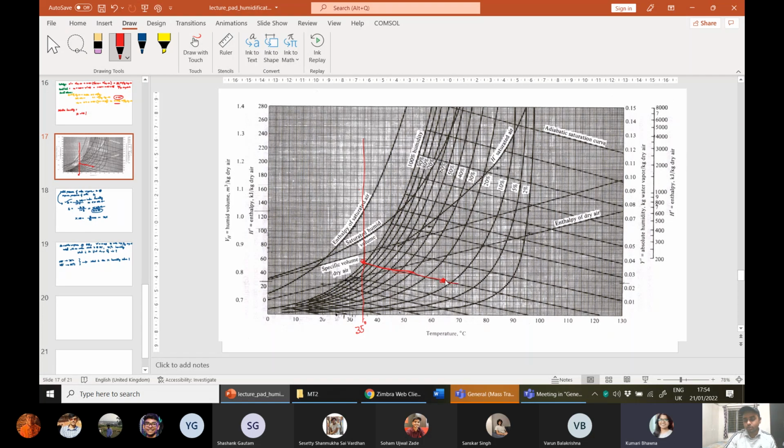So the humidity value at this point is around 0.024 or 5, isn't it? And this is at 65 degrees. You can also get the saturated humidity value by going along this vertical, you can get what is the saturated value, and the ratio of these two will also give you the percent humidity value. So this is clear, right?